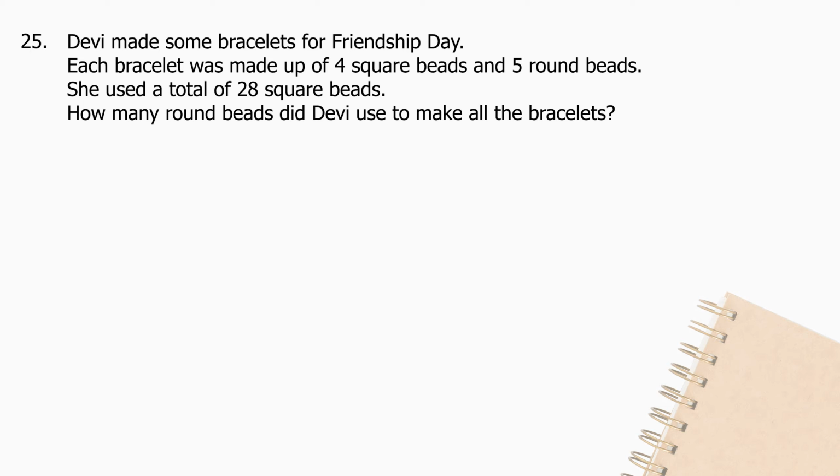Question 25. Devi made some bracelets for Friendship Day. Each bracelet was made up of 4 square beads and 5 round beads. She used a total of 28 square beads. How many round beads did Devi use to make all the bracelets?